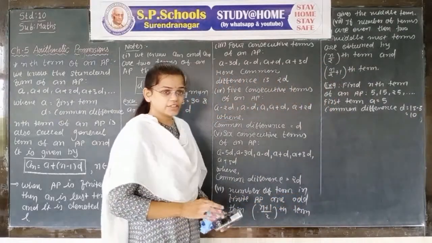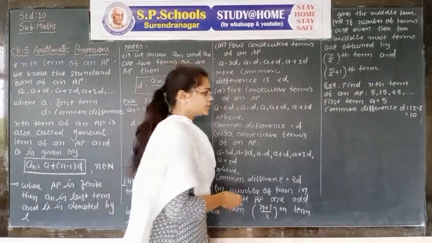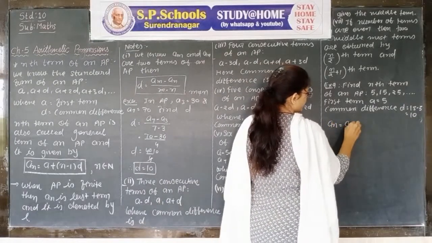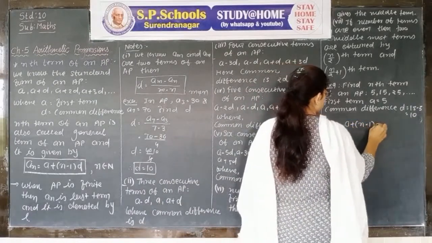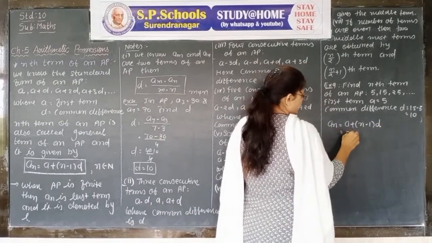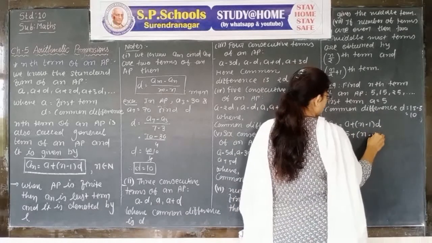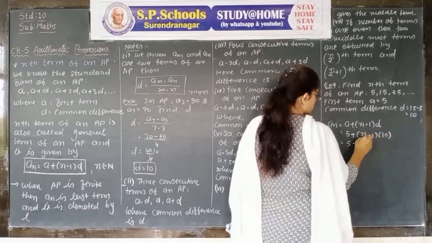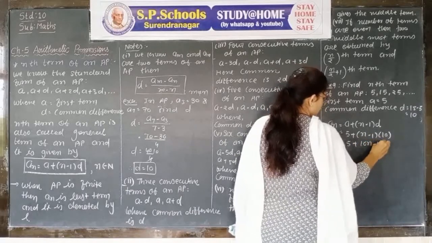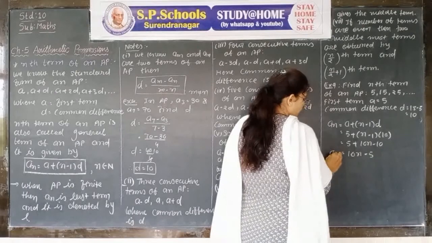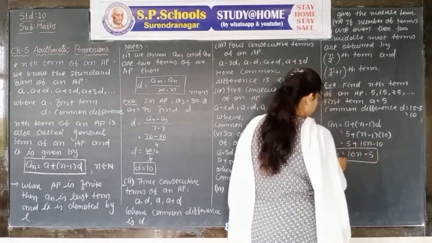To find the nth term, also called the general term, an is equal to a plus n minus 1 into d. A is equal to 5, n minus 1 as it is, d is equal to 10. 5 plus 10n minus 10. 10n as it is minus 5, which is the nth term of the given AP.